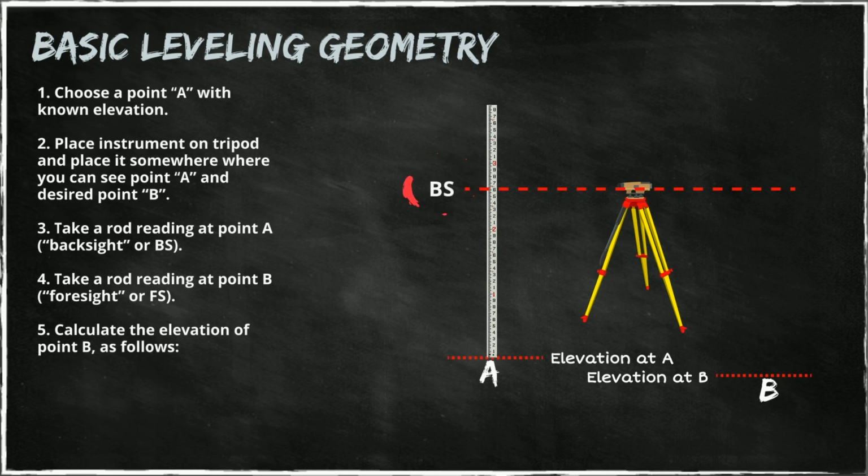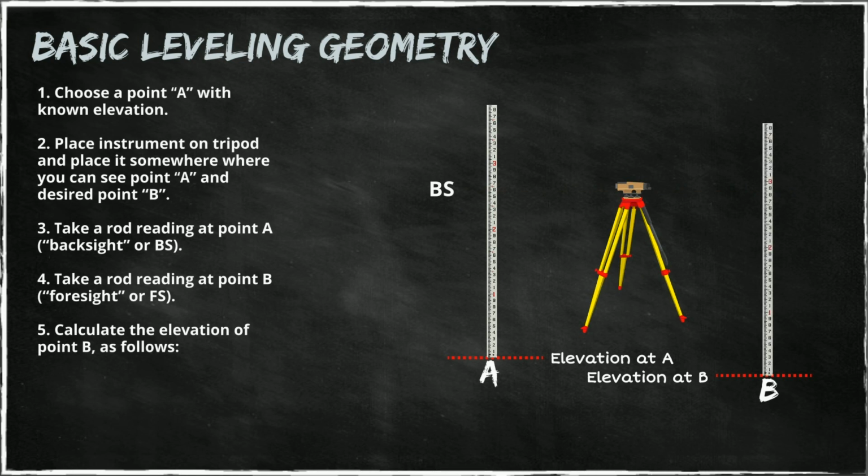This is called the backsight. Then we turn the instrument around to point B. We take this leveling rod over to point B, and then we take a foresight reading. So the elevation of point B will then be the elevation of point A plus the backsight reading minus the foresight reading. And that's the whole secret about leveling.